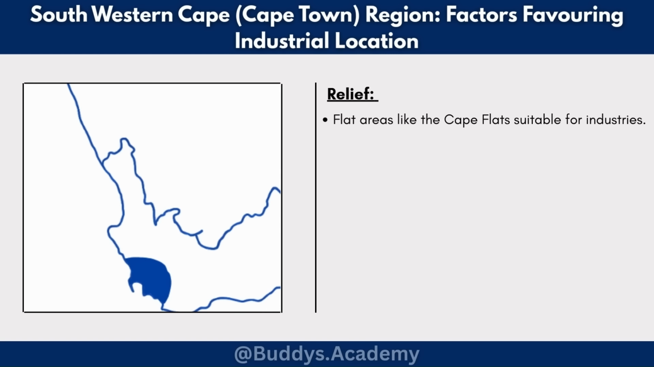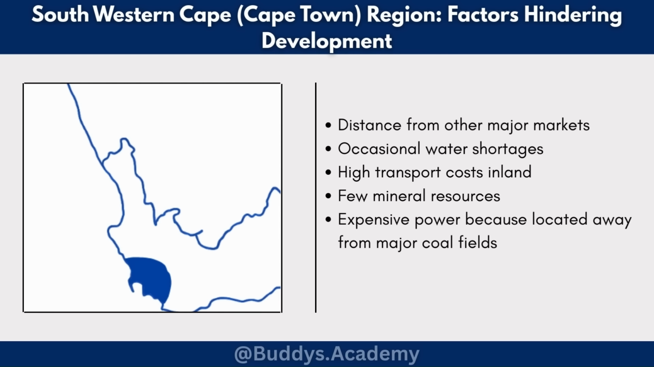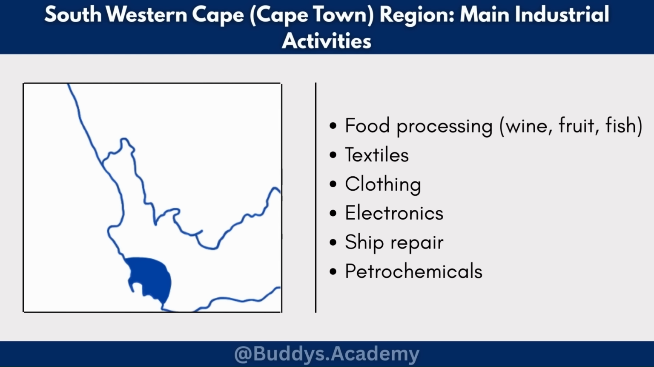In terms of your factors hindering development, firstly, it's going to be the distance from your other major markets, right? You can have occasional water shortages, and you can have your high transport costs inland. There's going to be few mineral resources, and you can have expensive power because it's located away from your major coal fields. Now, the main industrial activities taking place in your Southwestern Cape would be food processing, so things like wine, fruit, and fish. There's going to be textiles, clothing, electronics, ship repair, and petrochemicals.